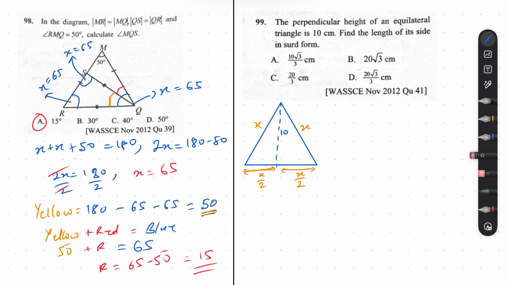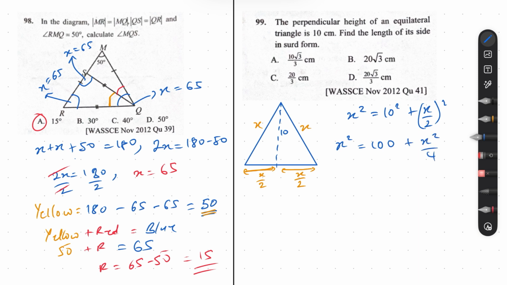Cool. Now, we can use Pythagoras theorem to find the value of x, because this is the hypotenuse, the base, and the height, okay? So that means we have x squared equal to 10 squared plus x over 2 squared, okay? So when we expand, we have x squared equals 100 plus x squared over 4.